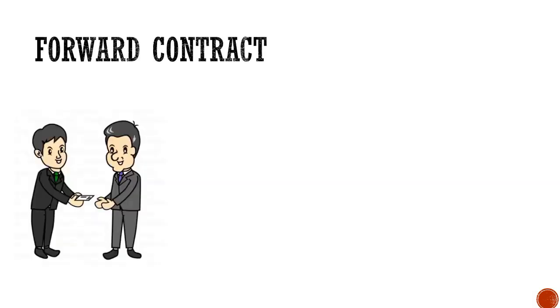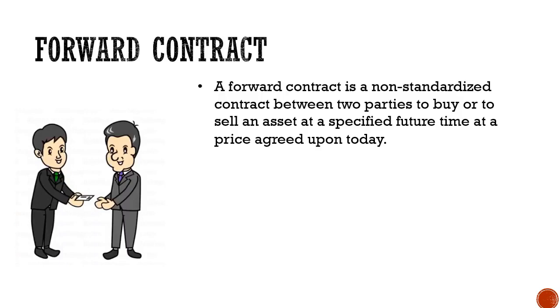Okay, the next type of derivative that we need to learn is the forward contract. Now what is forward contract? A forward contract is a non-standardized contract between two parties to buy or to sell an asset at a specified future time at a price agreed upon today. Now this is similar to your future contract, but here mostly the contract takes place between arbitrators. Now arbitrators are persons who buy from one and sell it to someone else and thereby earn a profit.